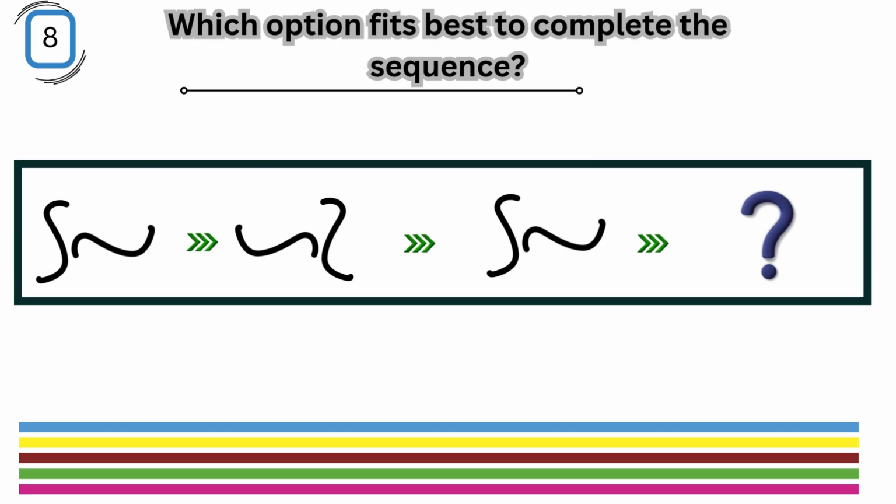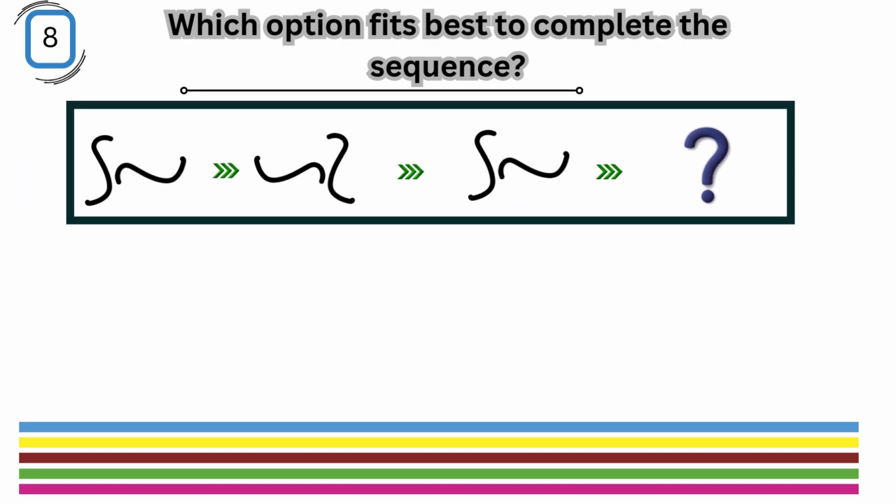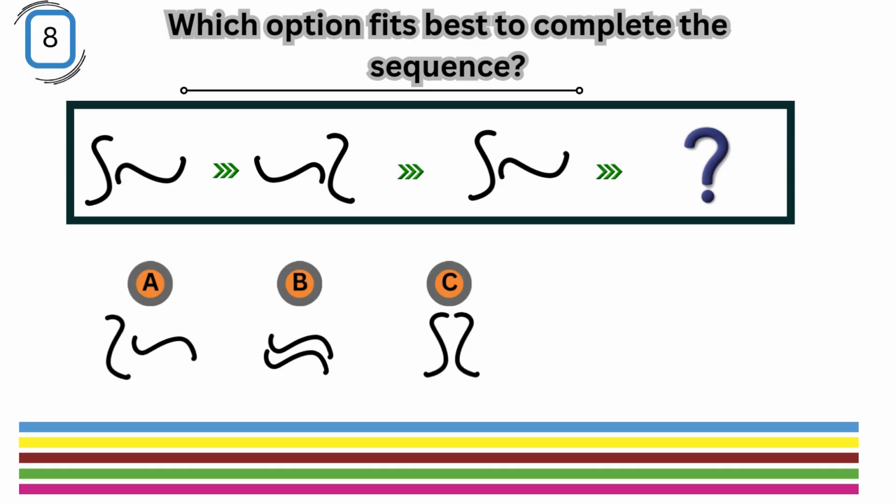Question 8. Which option fits best to complete the sequence? Take a close look. These curly, mirrored symbols might seem random, but they're not. Each shape flips or mirrors in a predictable pattern. This is a classic abstract reasoning trick, testing how quickly your brain can spot visual logic, not numbers or words. All right, you are presented the following options: Option A, Option B, Option C, and Option D. Your time starts now.